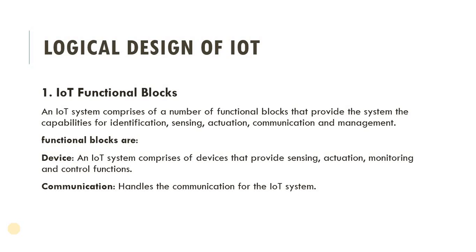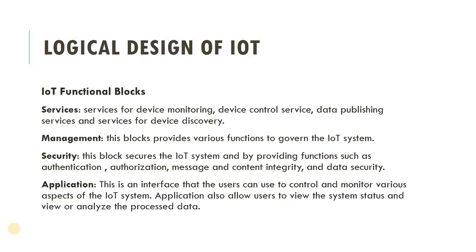The next is communication. If we are using devices, then communication between those devices is required. So this block handles the communication of the IoT system. This is the second functional block. The third is services: services for device monitoring, device control, and device publishing, and services for device discovery. These are the services provided by the IoT application. So this is another functional block.